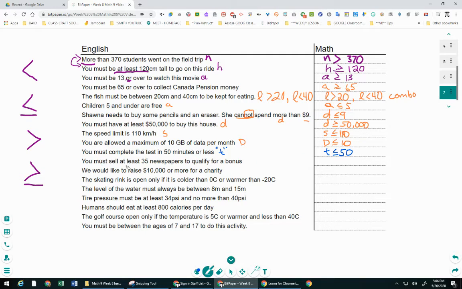You must sell at least 35 newspapers. S for sales. So least in this case doesn't mean less. Least actually implies the opposite. In other words, your sales have to be bigger than 35, but they could also be equal to 35 to get your little bonus money. That's a way of motivating people to be good sellers, right? At least 35 means 35 is good enough for your bonus.